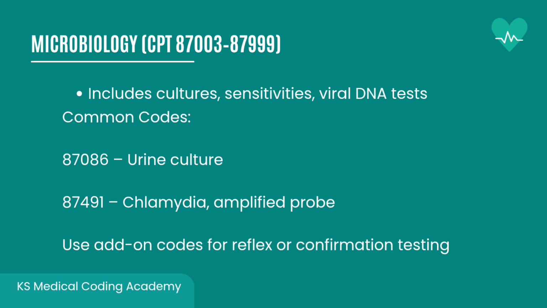Microbiology. Microbiology codes range from 87003 to 87999. They cover procedures like cultures, sensitivity testing, and DNA-based infectious disease testing. Common examples include 87086 for urine culture, 87491 for amplified probe detection of chlamydia trachomatis. Reflex and confirmation testing may require add-on codes, so pay attention to code pairs and parenthetical notes in your CPT book.